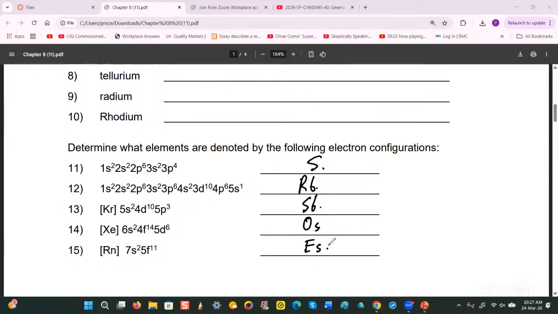All right. Any questions about it? It's very simple. Just add them up and then match it, and that's it. And that's how you identify the element. Okay, let me clear this and scroll down.